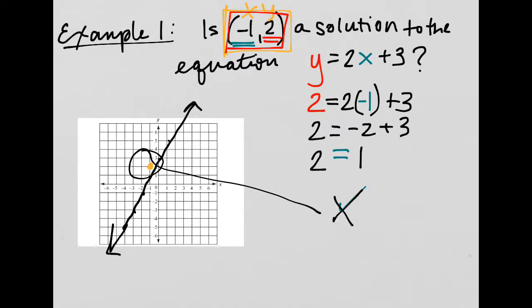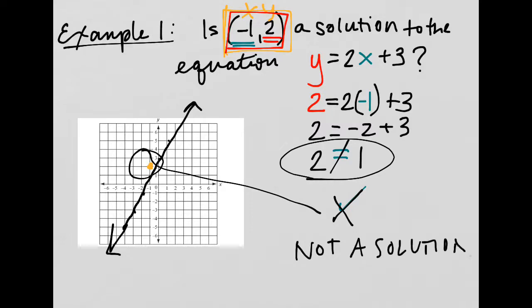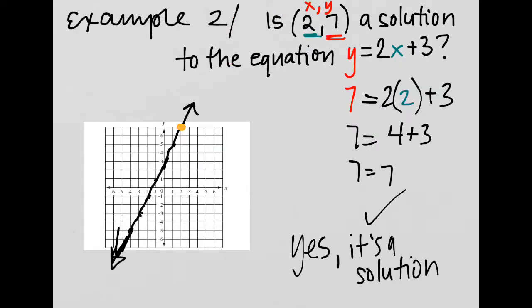Remember, this one was not on the line, and I had something that was not equal. I should have drawn a line through that. It's not equal, so it's not a solution. And if it did prove to be true, if this point made the statement true when you put them in, and it's on the line, then it is a solution. Okay?